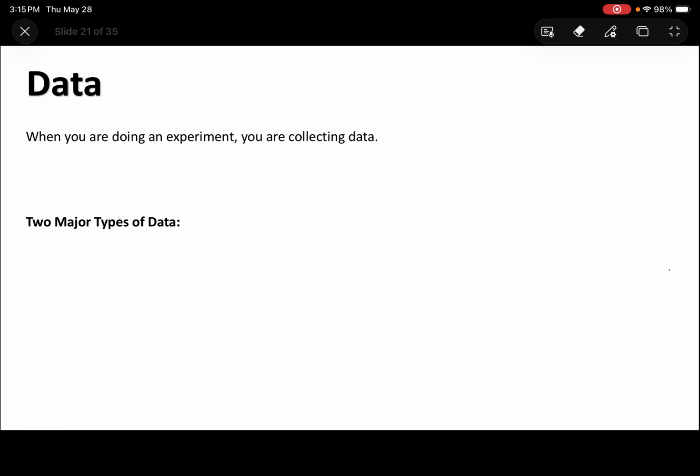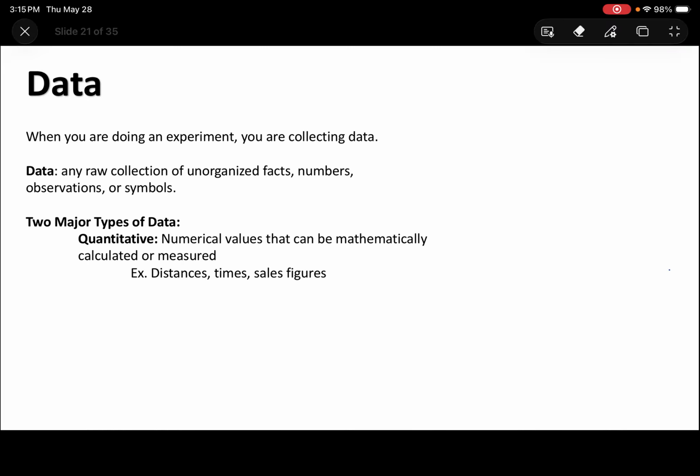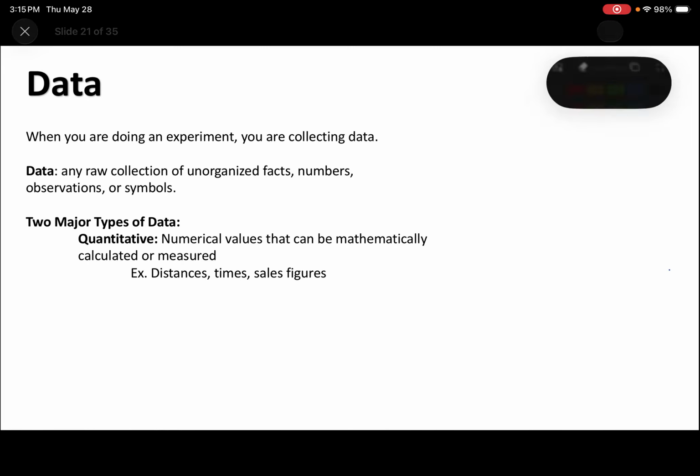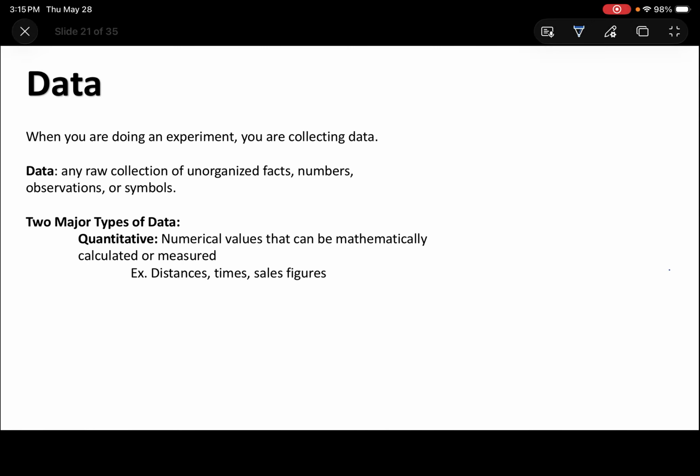When you're doing an experiment, you are collecting data in some way, shape, or form. And we can define data as any raw collection of unorganized facts, numbers, observations, or symbols. There are two major types of data that we can collect. The first is quantitative. These are numerical values that can be mathematically calculated or measured. This could be distances, times, or sales figures.